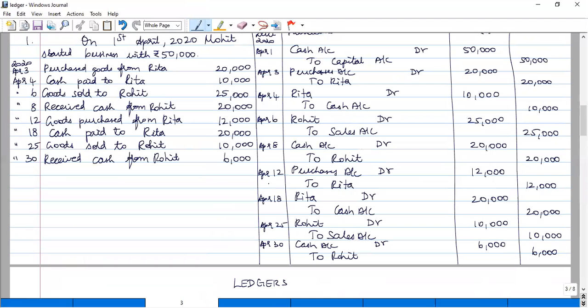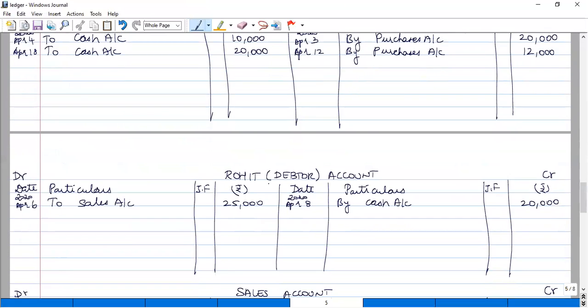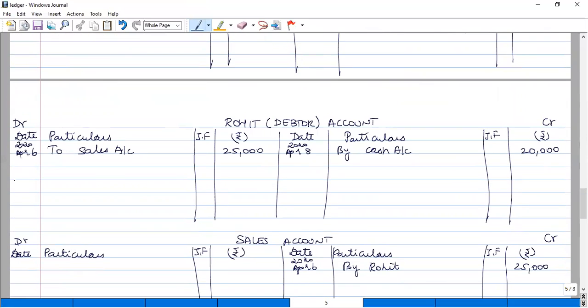Okay. Now coming to the next transaction on April 25th. Once again, we have sold goods to Rohit on credit. So we have debited Rohit's account to sales account. Come down to Rohit's account. Rohit's account, once again, we are going to debit because we have made credit sales to Rohit on April 25th. On the debit side, we write the reason. What is the reason for the debit? It is because we have made credit sales. And how much is the worth of sale? It is 10,000. Right?